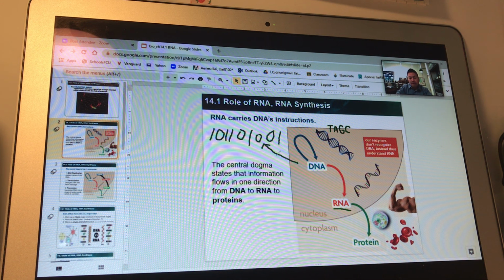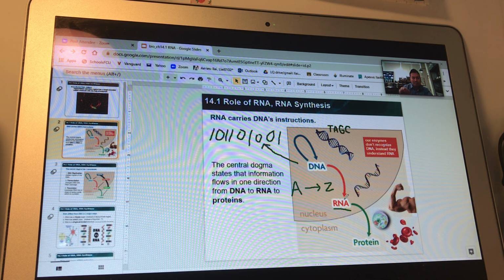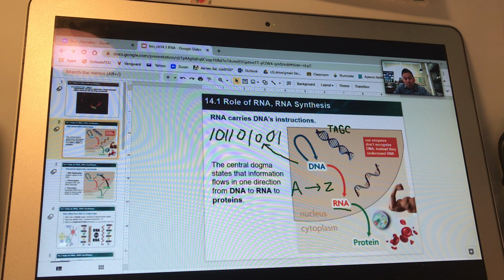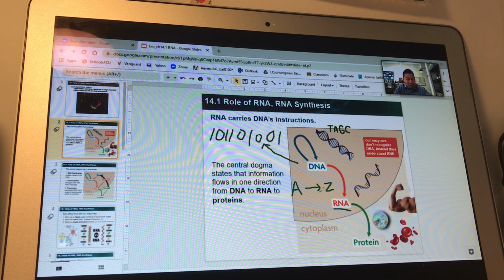Instead of these ones and zeros like in computers, RNA are the letters of the alphabet, A through Z. You and I understand that. That's how we communicate. Now that would be RNA. There are a few things different and a few things that are the same between DNA and RNA. DNA is these codes. RNA are the letters that you and I comprehend.